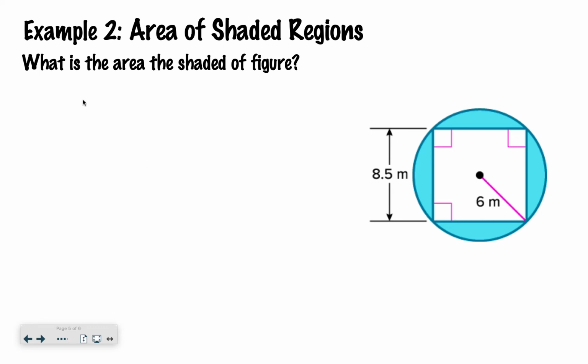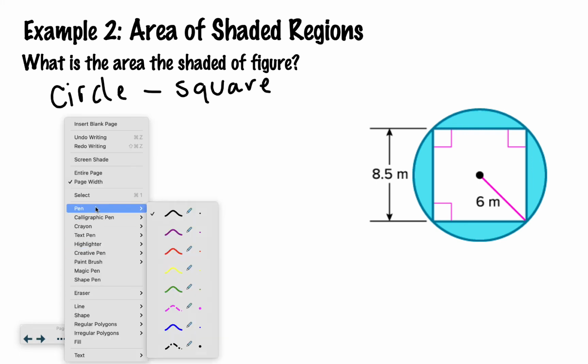So now we're asked, what is the area of the shaded figure? If you look at this, you can see that we have a blue circle and then a white square inside of it. So what we're trying to do is find the area of just the shaded blue part, okay? And the way that we do that is we're going to find the area of the circle, and we are going to subtract the square. Okay, so let's start by finding the area of our circle.